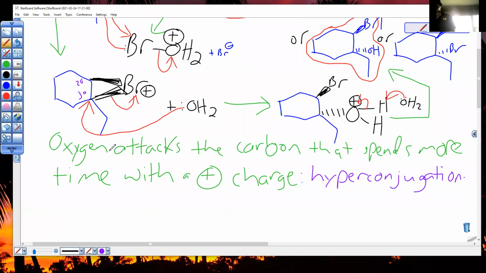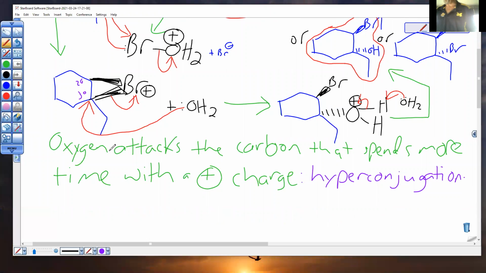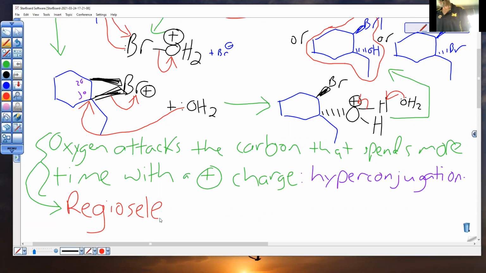And you've been studying, so you know that what we just described there is called, I don't really need to see this in your answer, but it's called regioselectivity. What atom goes where? Which region does it go to? Selectivity.